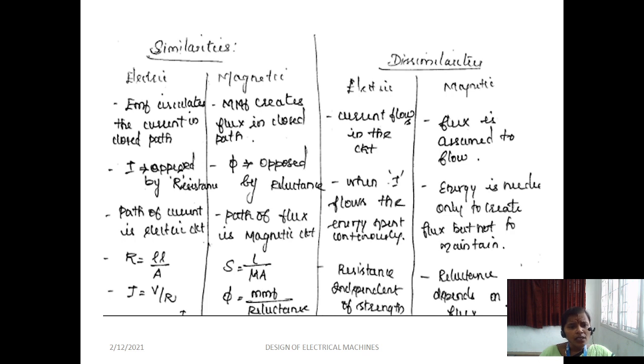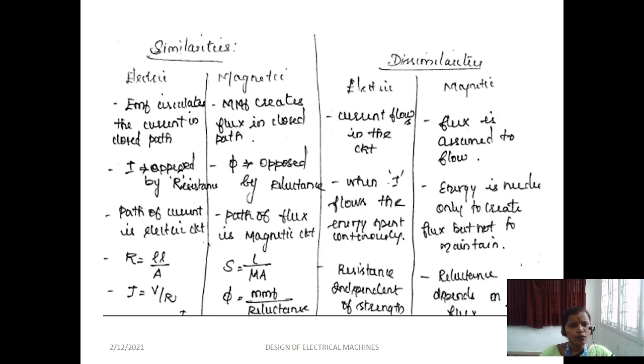And normally what does EMF do? It makes your current circulate in a closed path. That is, the circuit in general is called a closed path, which allows the flow of electrons. That is called your electric circuit. Whereas in the case of magnetic circuit, MMF, that is magnetomotive force, creates the flux which is established in a closed path, okay.